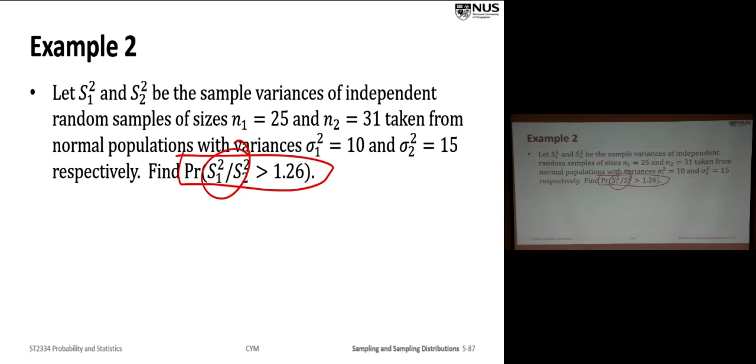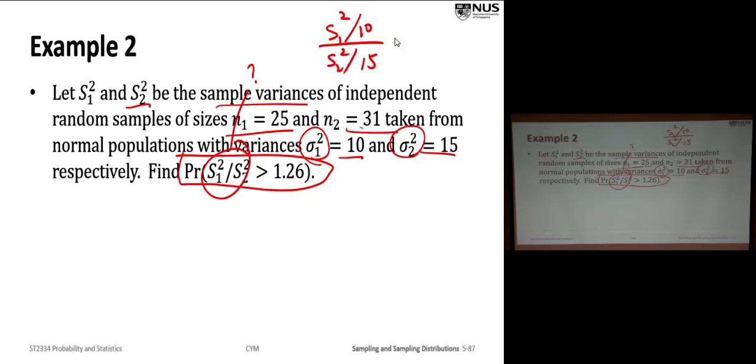S1 squared is the sample variance of a sample of size n1 equal to 25, and S2 squared is the sample variance of a sample of size 31, taken from two populations. The first one has sigma 1 squared equal to 10, and the second one has sigma 2 squared equal to 15. I don't know the distribution of this one, but I know the distribution of S1 squared divided by 10 over S2 squared divided by 15. This is F with degrees of freedom 24 and 30. I know the distribution of S1 squared over sigma 1 squared divided by S2 squared over sigma 2 squared.